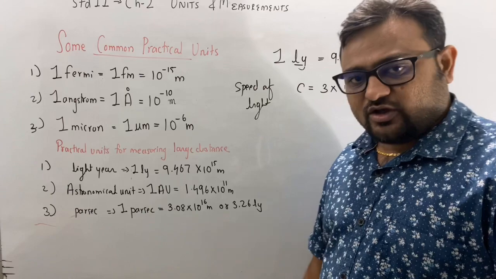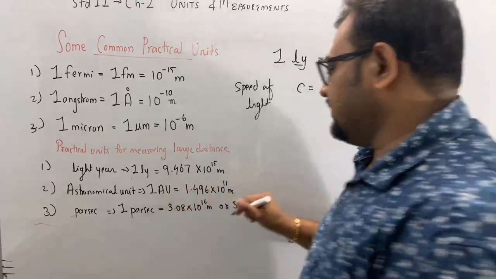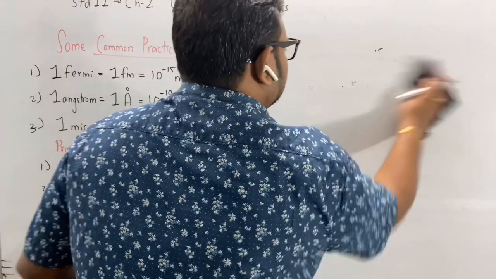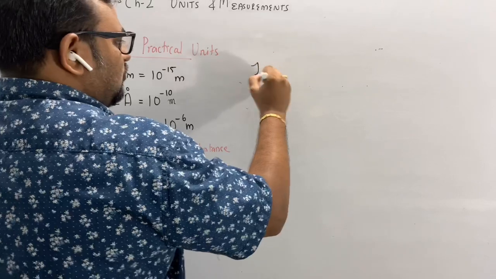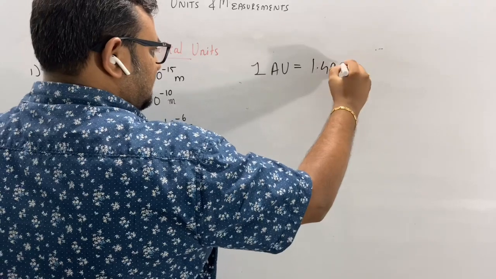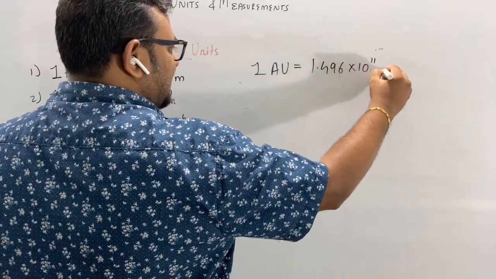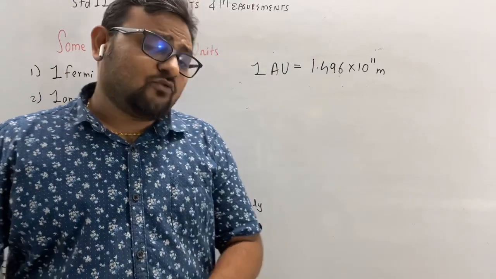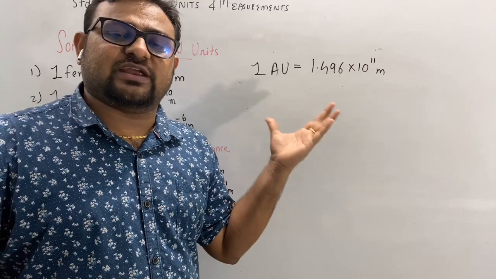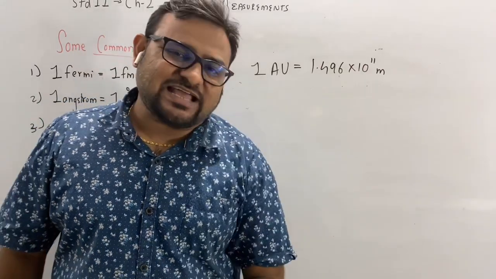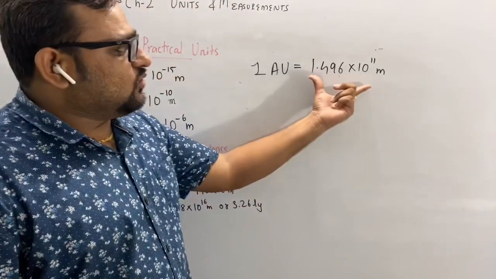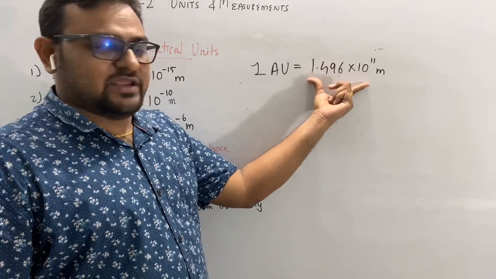Astronomical unit. Okay, one astronomical unit, 1 AU, is equal to 1.496 into 10 raised to 11 meter. Now, what is this astronomical unit? Astronomical unit is the average distance between Sun and Earth, that is 1.496 into 10 raised to 11 meter.